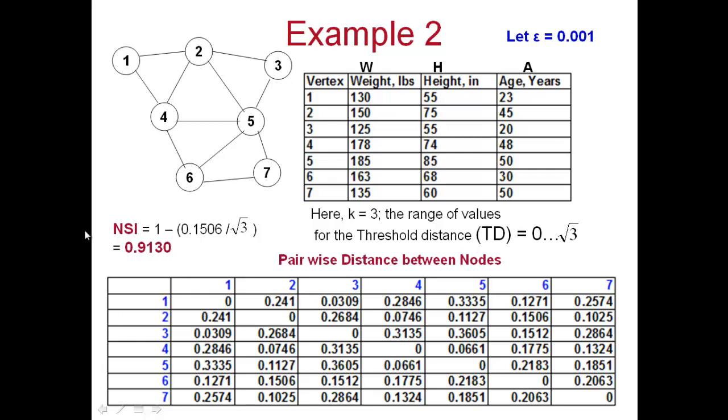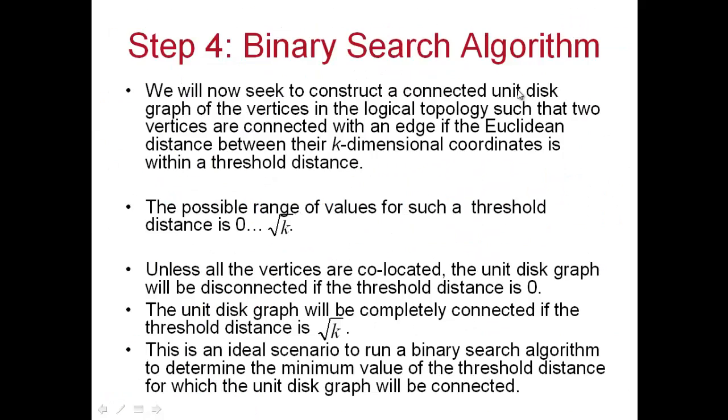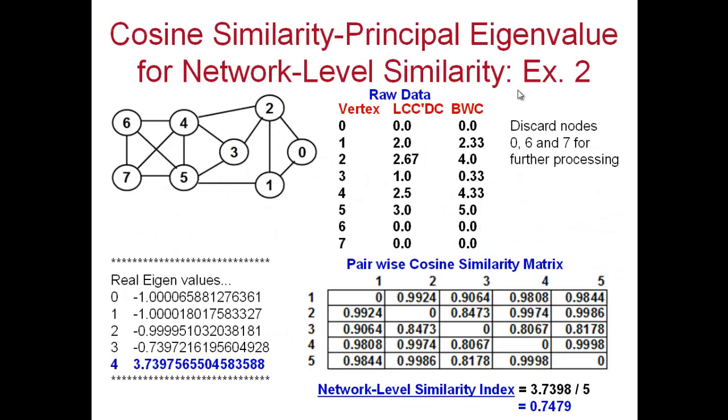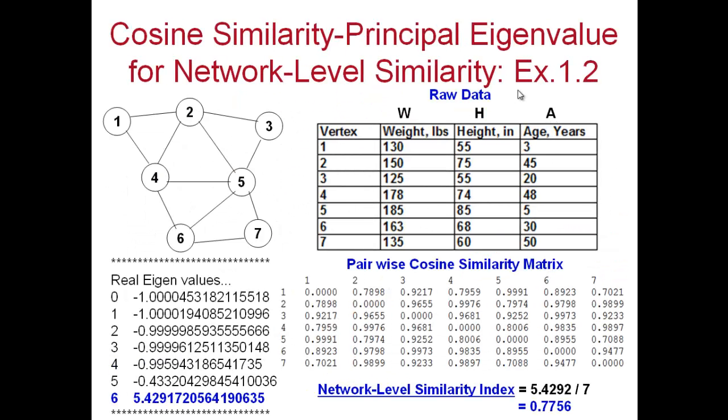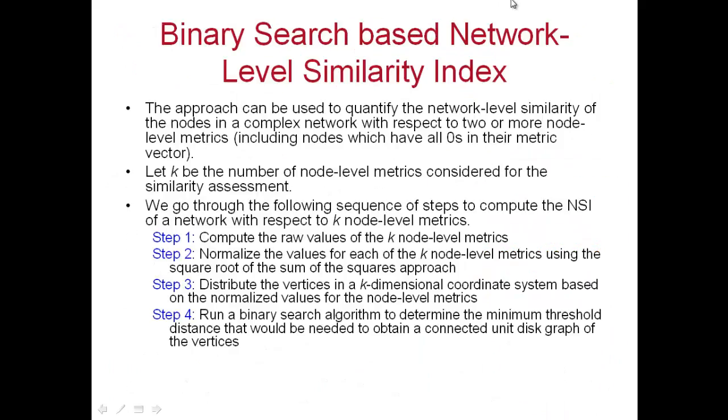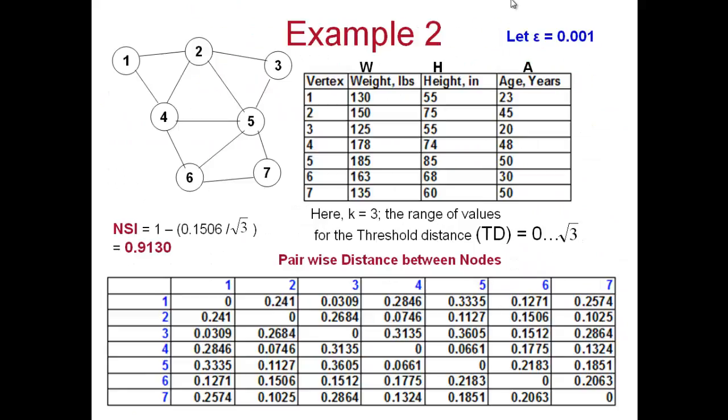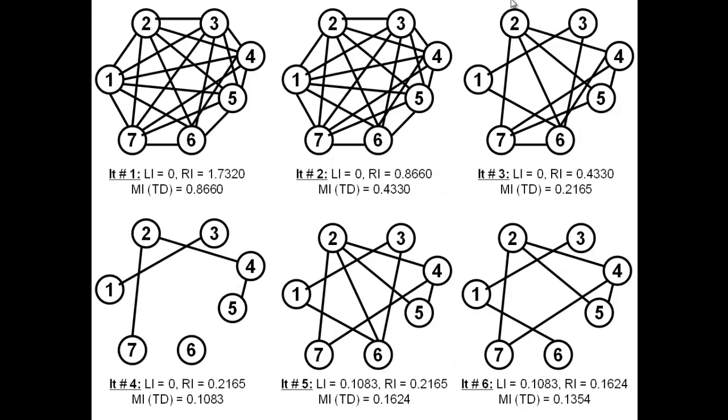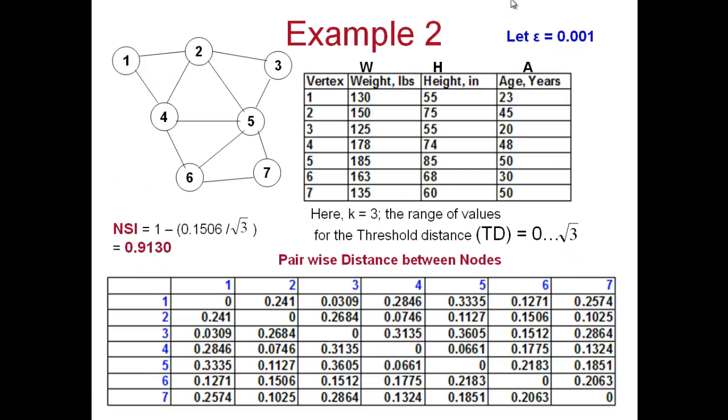Now as a practice, as I explained in the previous topic, instead of 23 and 50 for the age for vertices 1 and 5, you can make it 3 and 5. Okay, and you can practice this algorithm and compute what is the network level similarity index. It will be less than 0.9130 because you are decreasing the similarity among the vertices. Okay, so we'll stop the video with this.